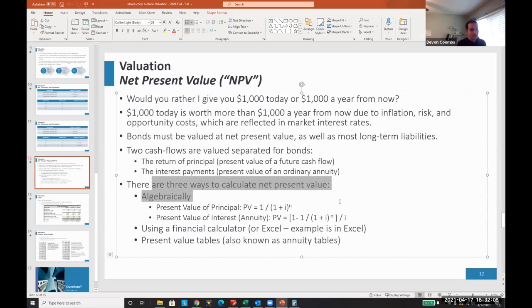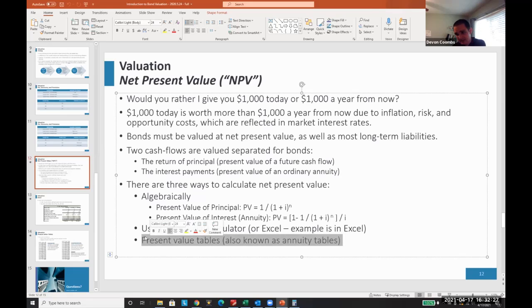There are three ways to calculate the value of these cash flows. There's algebraically, which you should learn in your business calculus class. Financial calculator, I'm going to use Excel, or present value tables, also known as annuity tables. I don't like these because they're kind of antiquated, but some of your teachers are going to make you use them anyways. So the teachers that aren't comfortable with using calculators and they want you to understand the math behind it, they're either going to make you do it algebraically or present value. In real world, we use Excel or Google Sheets. So I'm going to teach you the real world.